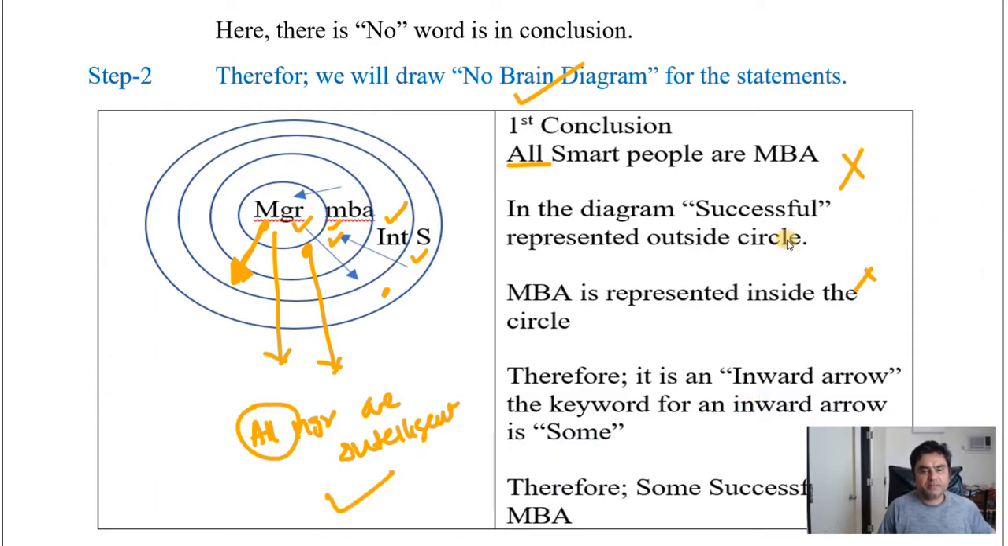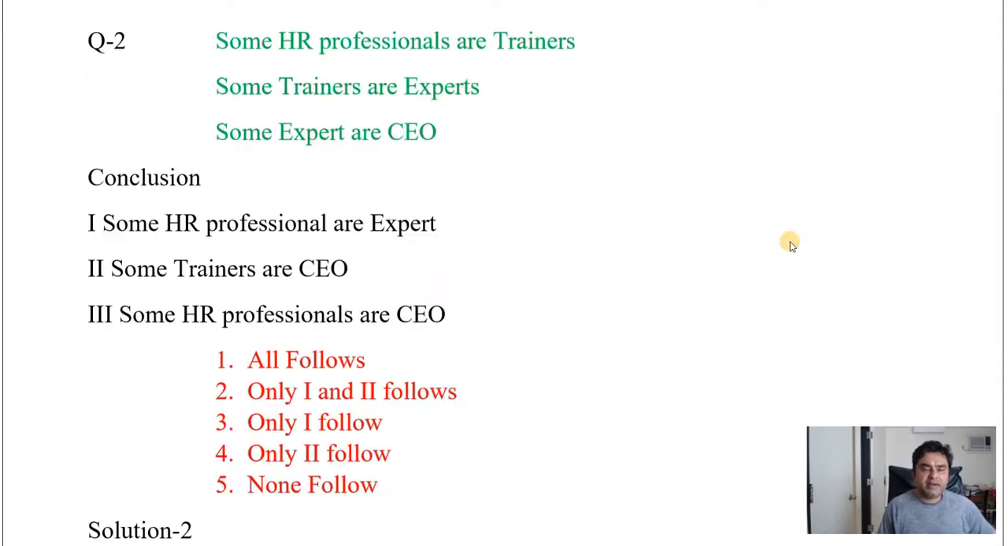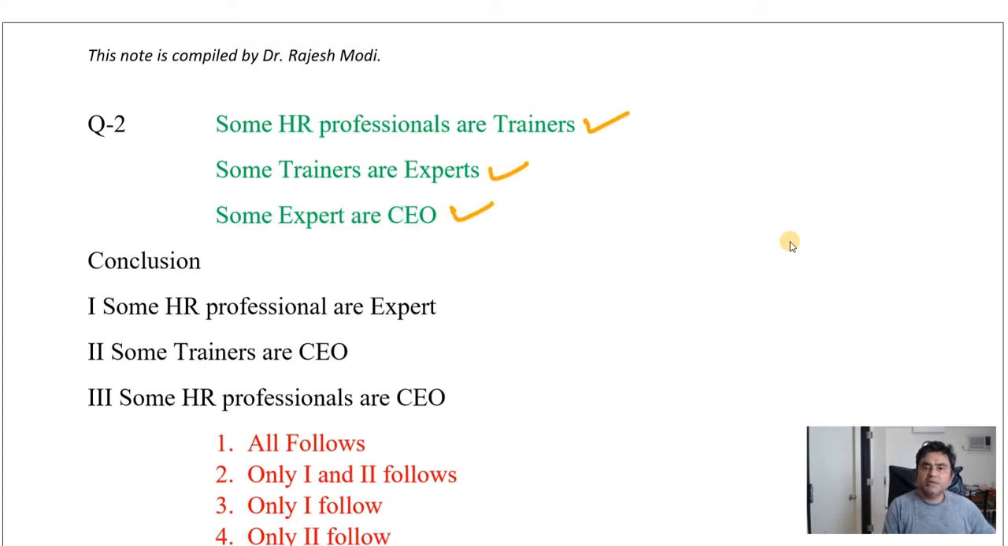Next, some professionals are trainers. Now remember, the word "some" is coming. Some trainers are experts and some experts are CEO. So these are the three premises which are given to you. Now look at the conclusion.